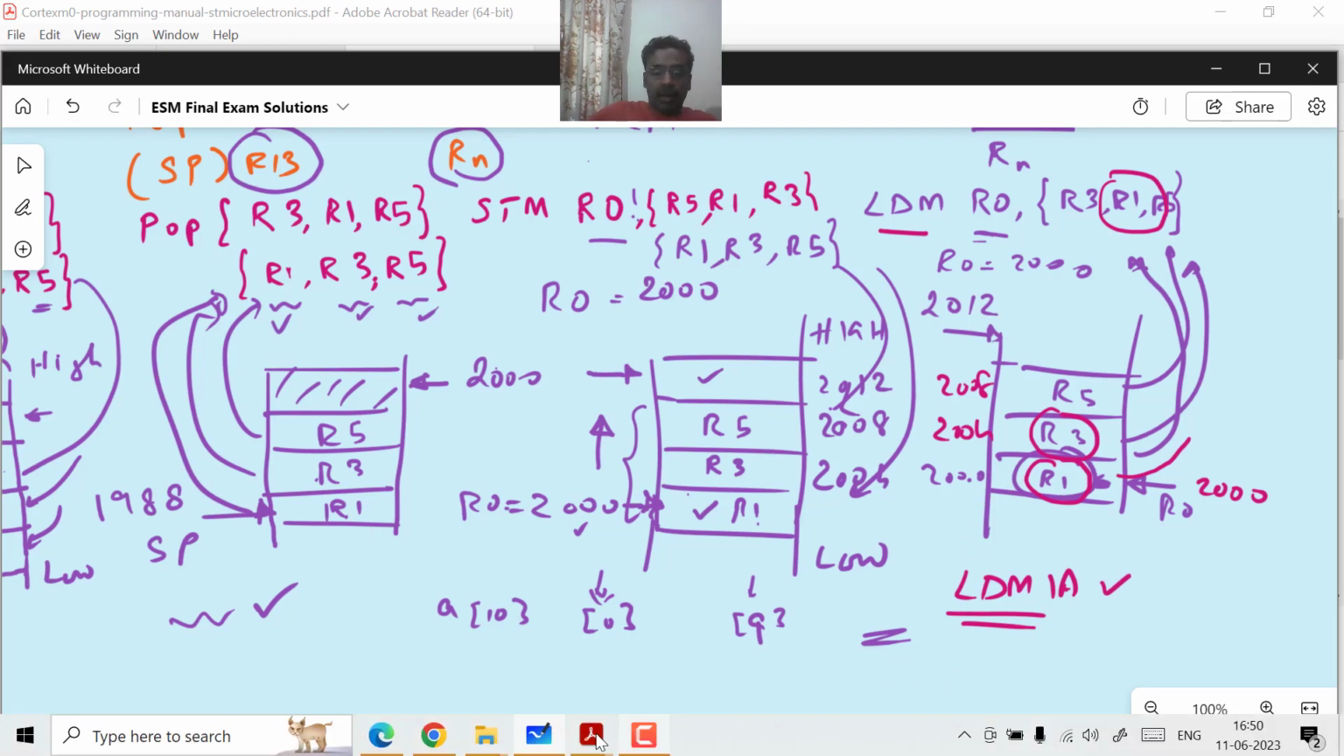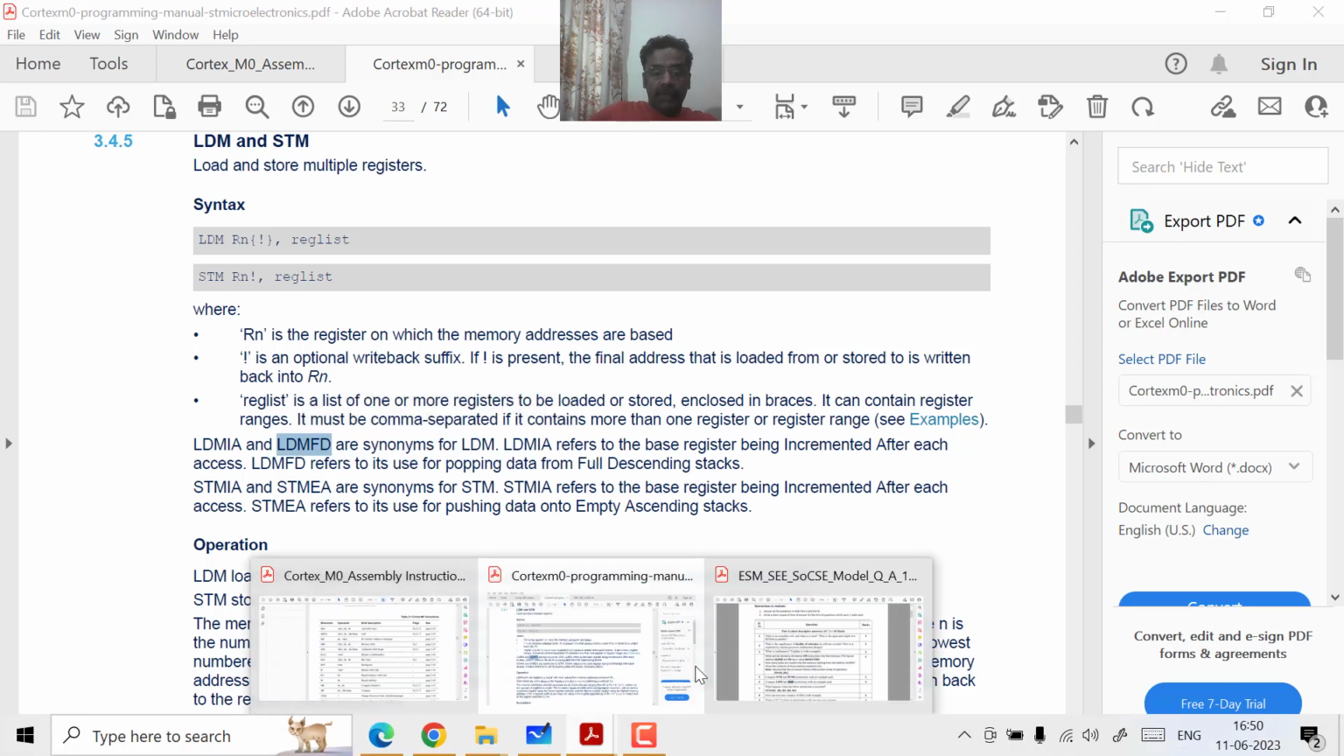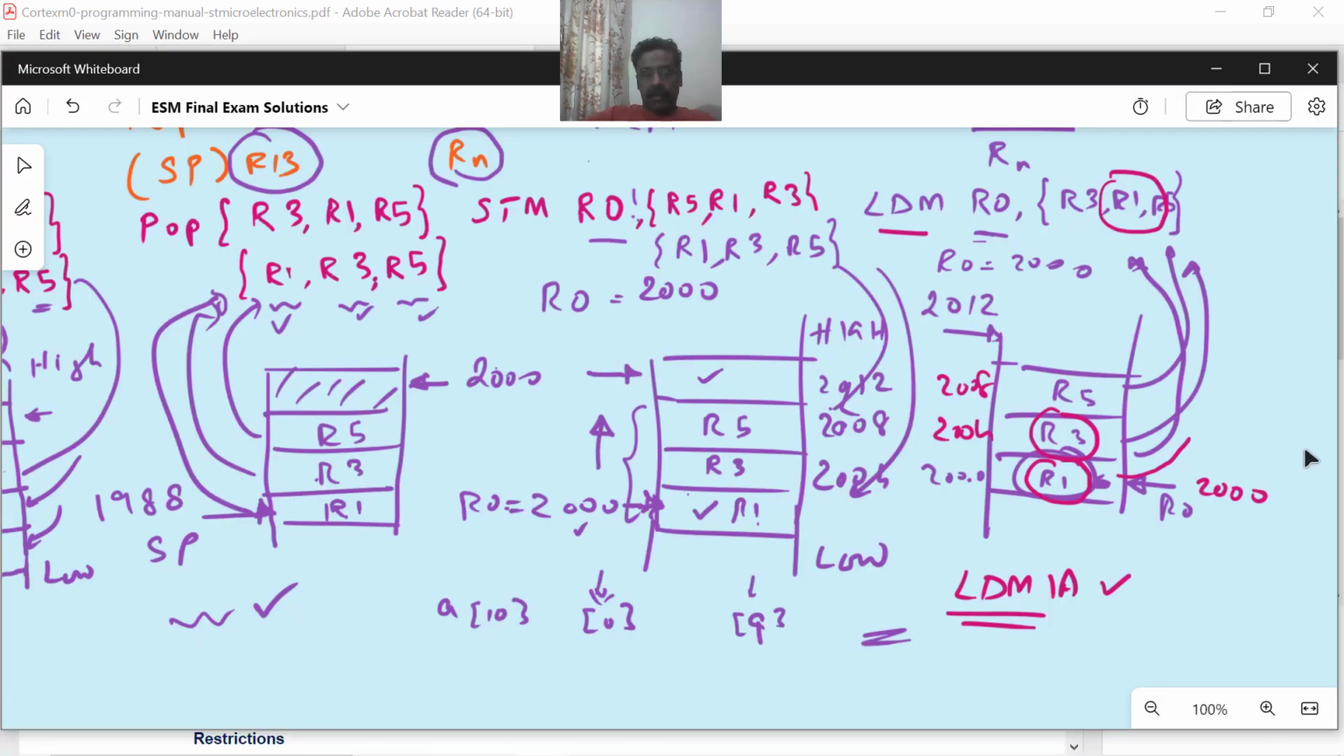That's it. Now what about this STM? It says STM also increment after. I am ignoring this EA and FD for a while. I will also explain it, but if you don't understand, it's okay. But for the completeness sake, I will explain that. Now STM also increment after. Now what does that mean?